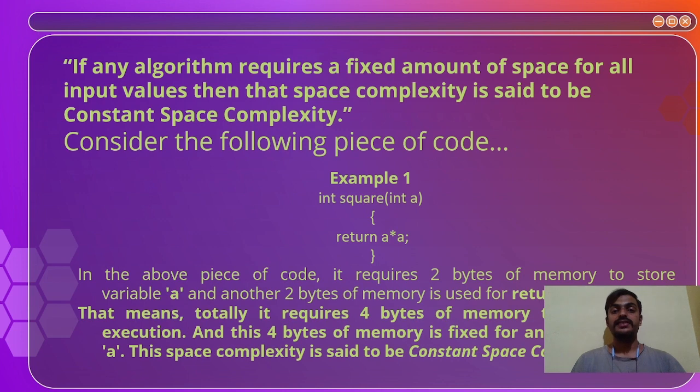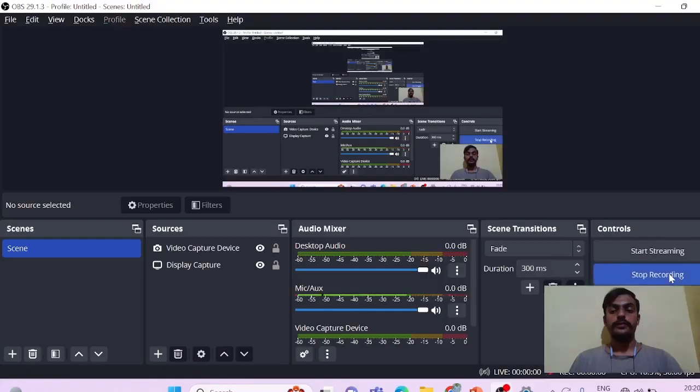If any algorithm requires a fixed amount of space for all input values, then that space complexity is said to be constant space complexity. Consider the following piece of code. Example: int square(int a), return the square value of a. In the above piece of code, it requires 2 bytes of memory to store variable a, and another 2 bytes of memory is used to return a value. That means in total it requires 4 bytes of memory to complete its execution, and these 4 bytes of memory are fixed for any input value of a, so the space complexity is said to be constant.